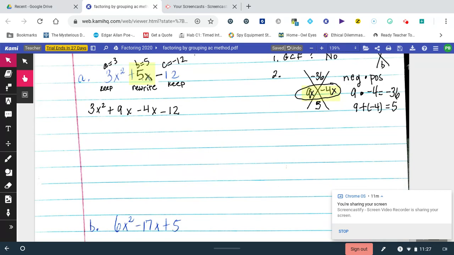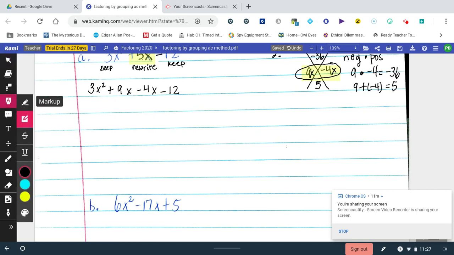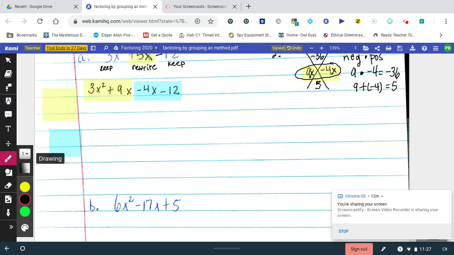So here we go. We all know how to factor by grouping. We're going to group them in pairs. All right, and I'm going to highlight. I'm going to group these two, and I'll do the GCF here. And then I'm going to group these two, and I'll write the GCF here. And then remember, we're going to be looking for some common binomial factor as well.